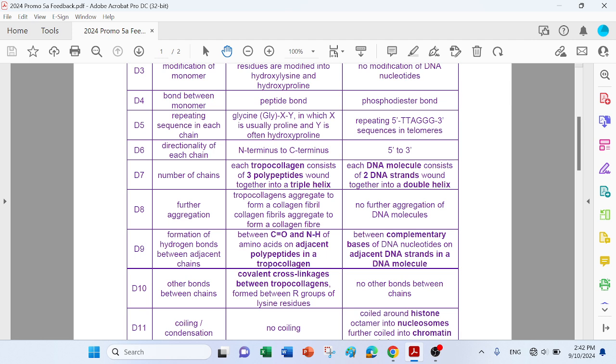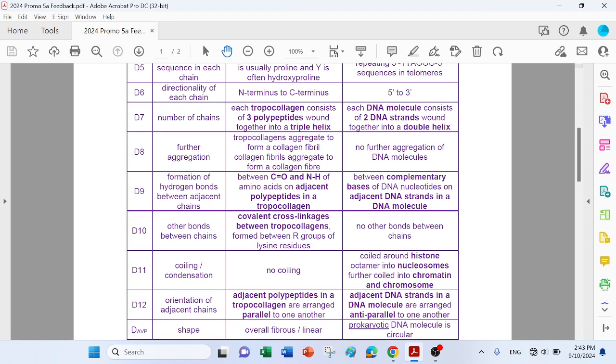double helix. Then for the further aggregation, you see I separate the aggregation into fibrils and fibers into a different comparison rather than compare this to the DNA double helix. So further aggregation after we have formed the tropocollagen, that is present, of course, in the collagen, as I mentioned already, fibrils and fibers. But between DNA molecules, there's no more aggregation. You don't see different DNA molecules coming together anymore. So no further aggregation.